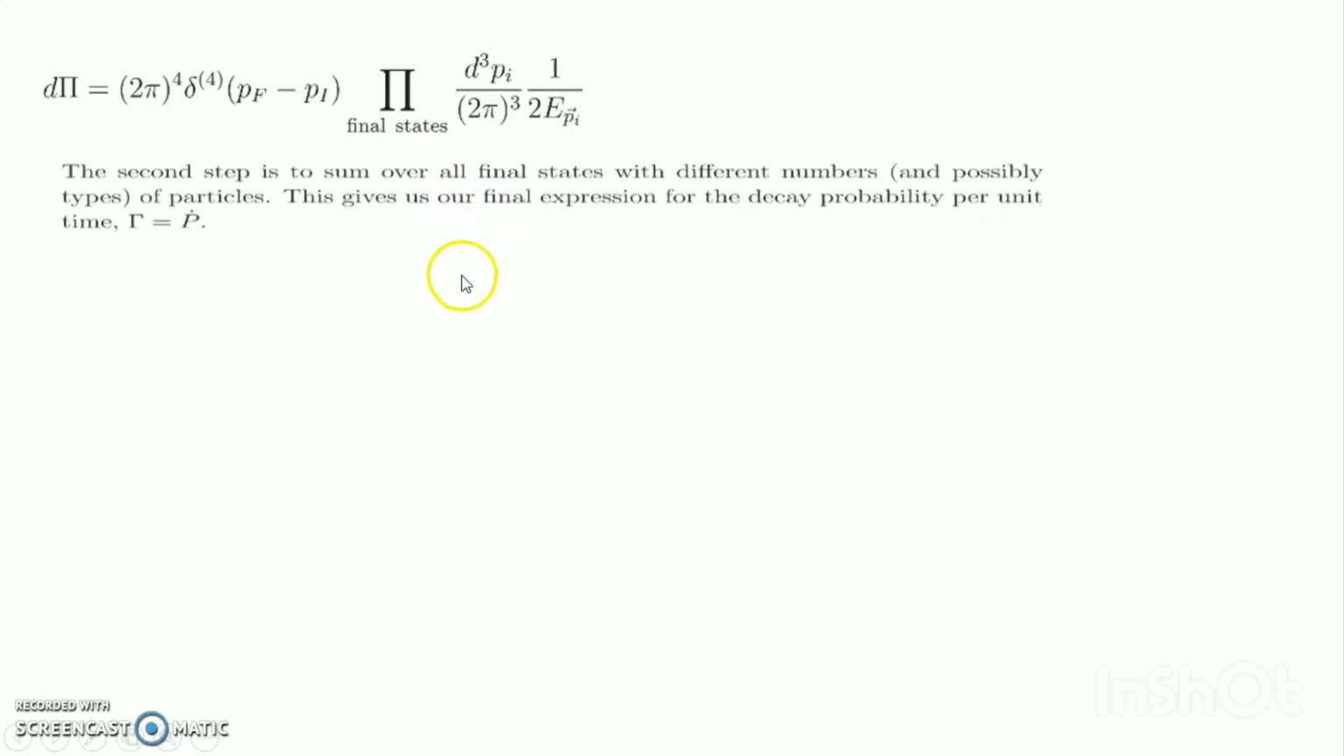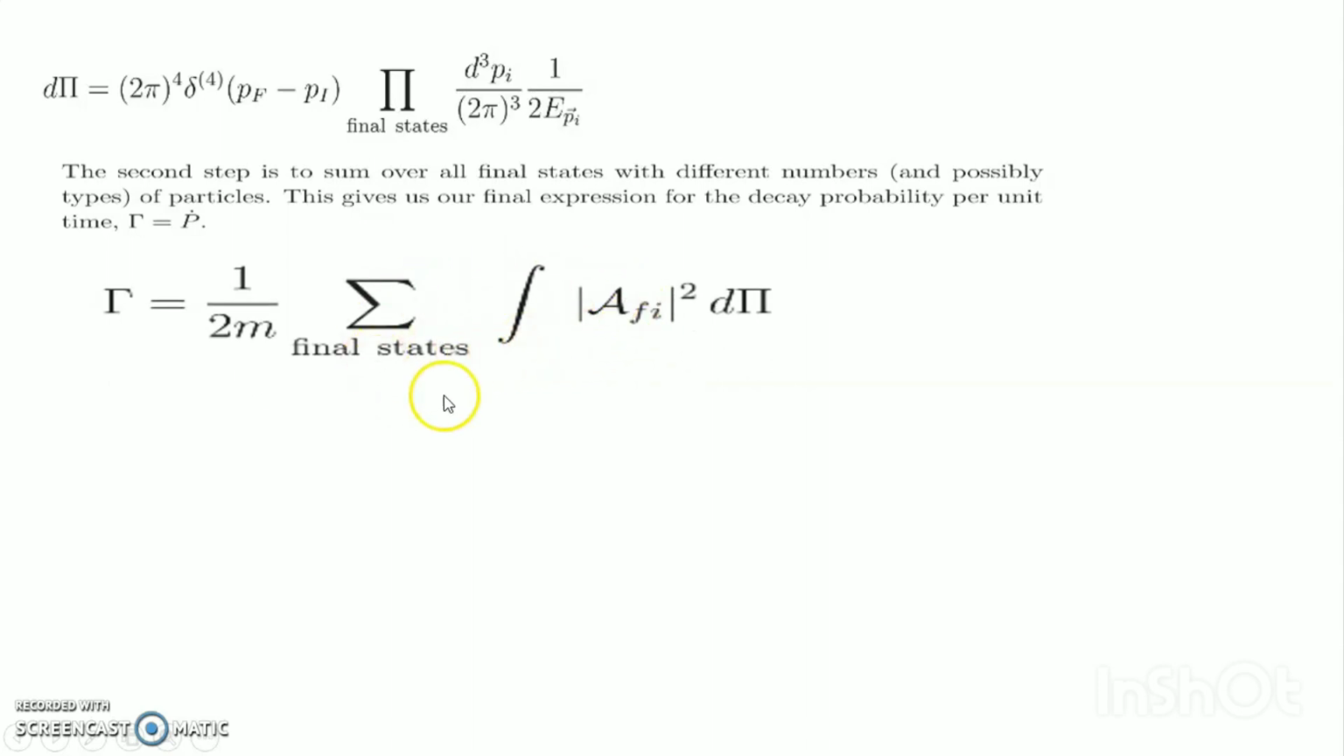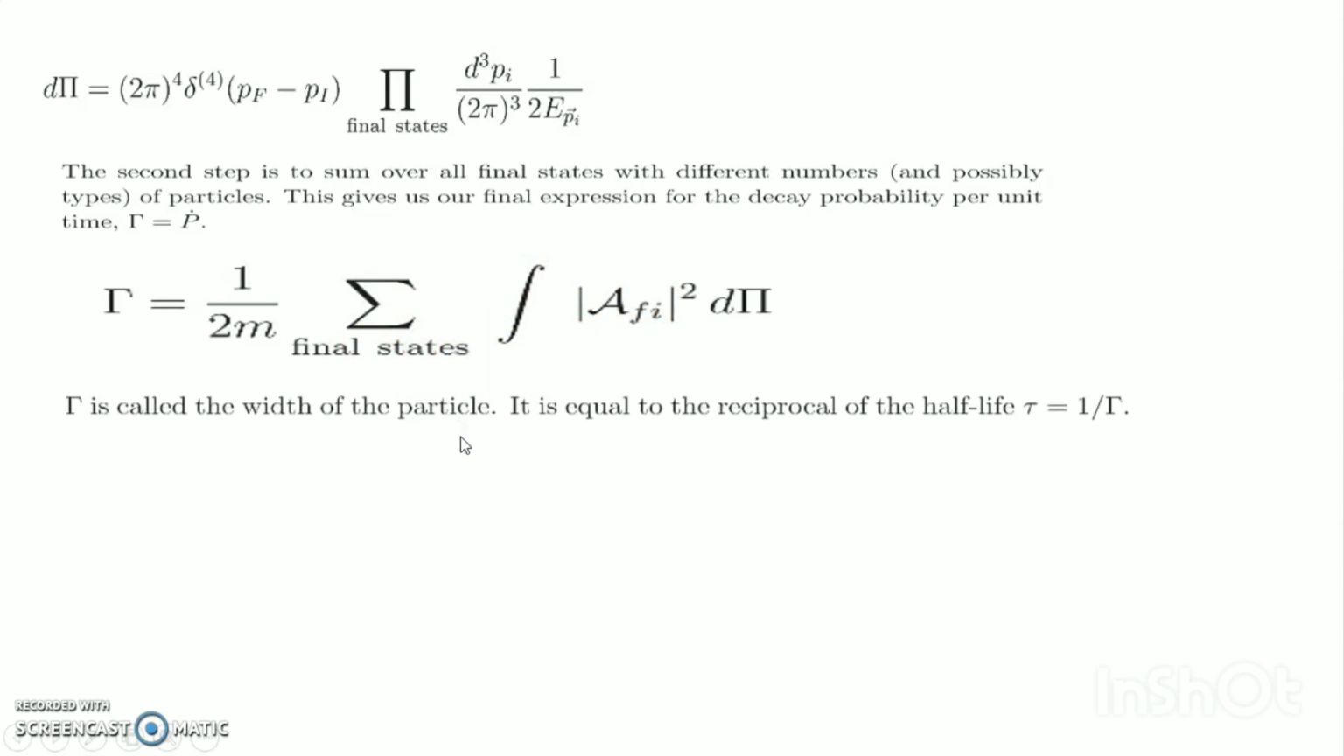The second step is the sum over all final states with different numbers and possibly types of particles. This gives us our final expression for the decay probability per unit time. Gamma is equal to this integration and summation, and gamma is called the width of the particle. It is equal to the reciprocal of the half life: tau is equal to 1 by gamma.